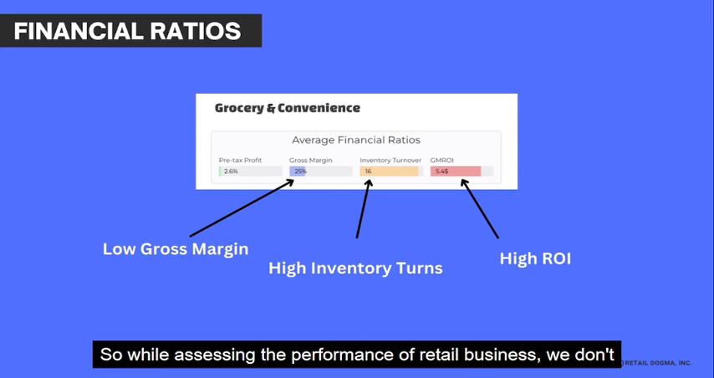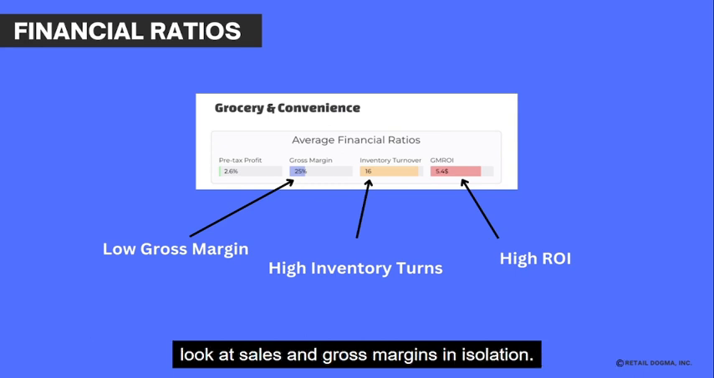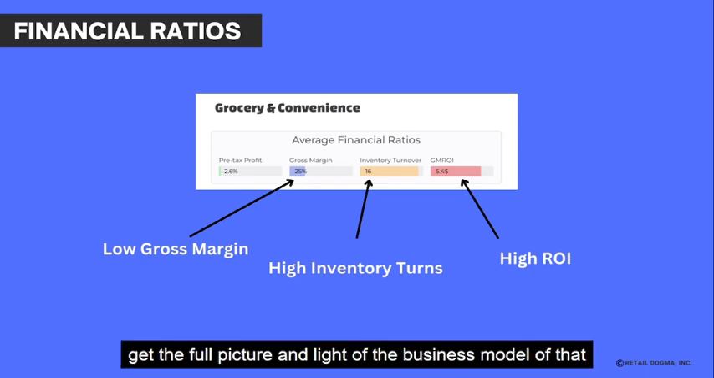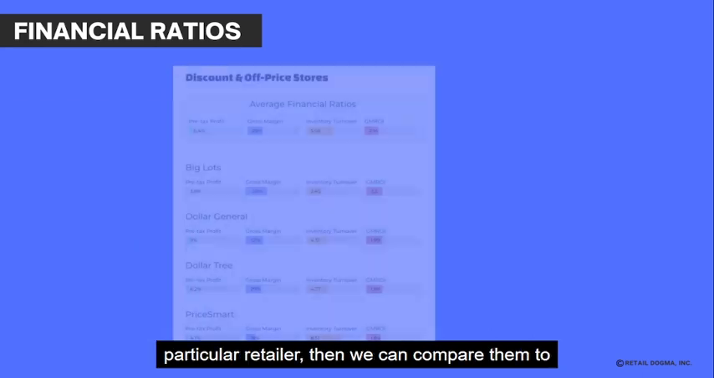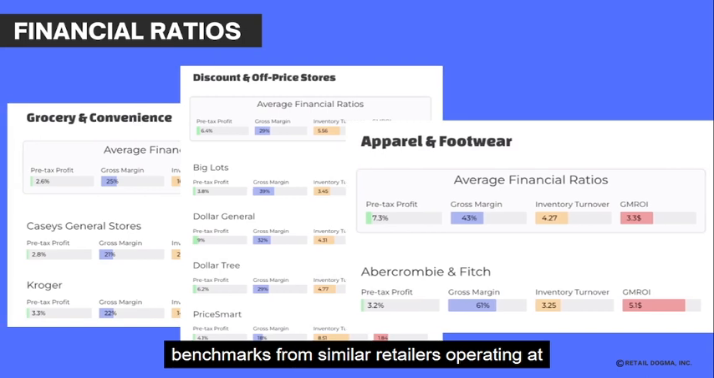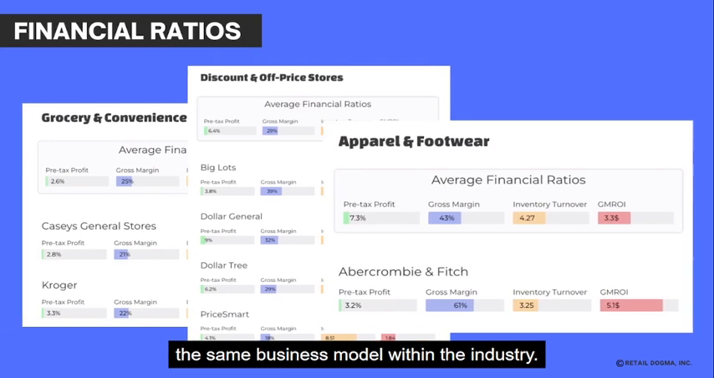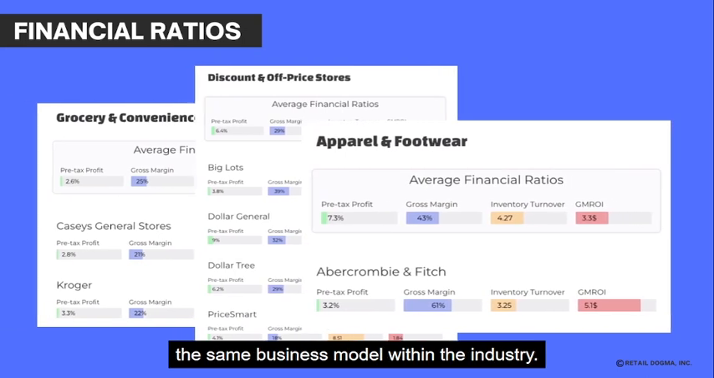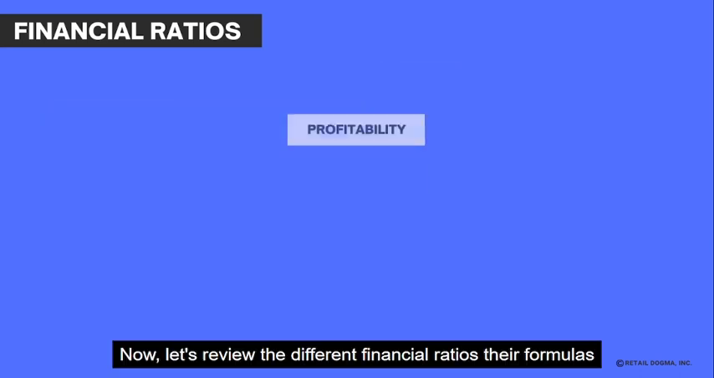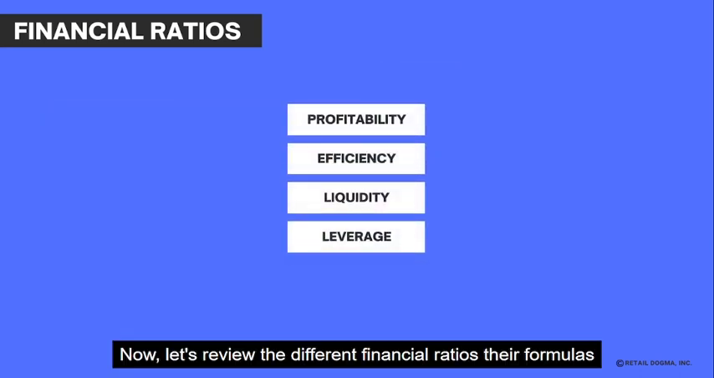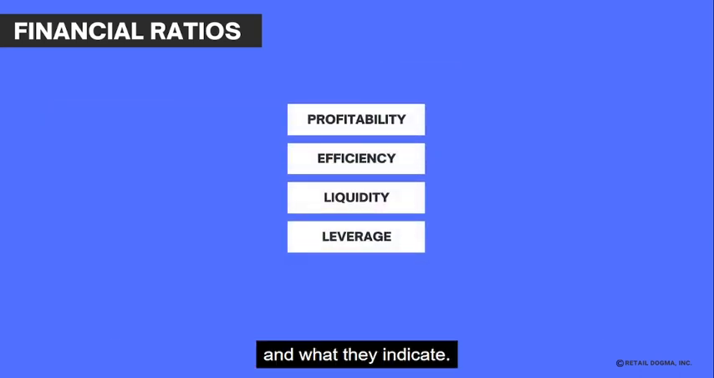So while assessing the performance of a retail business, we don't look at sales and gross margins in isolation, but instead combine them with those two metrics to get the full picture in light of the business model of that particular retailer. Then we can compare them to benchmarks from similar retailers operating at the same business model within the industry. Now let's review the different financial ratios, their formulas, and what they indicate.